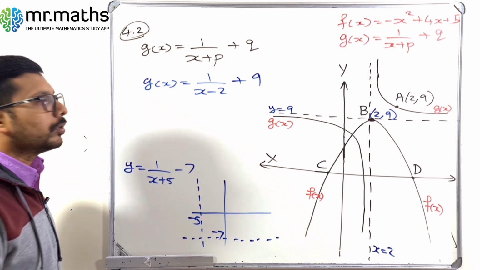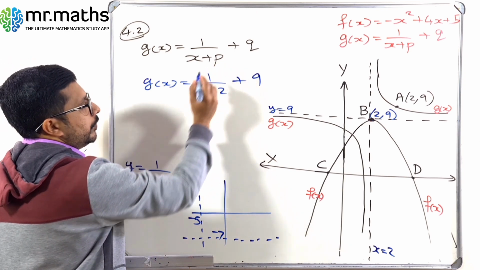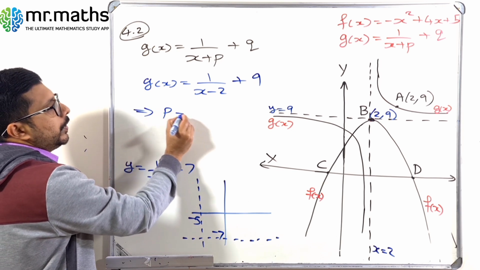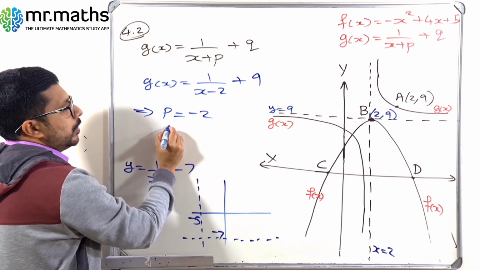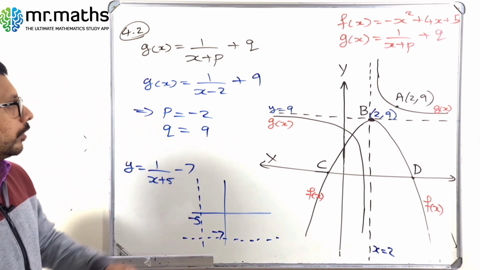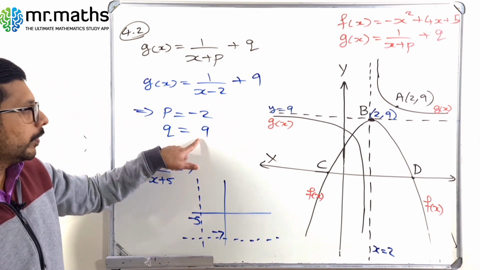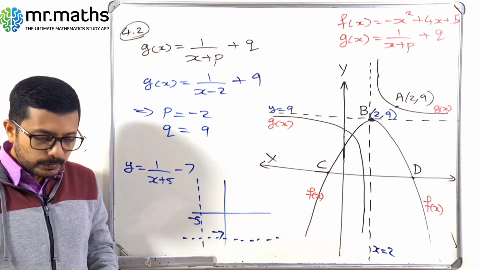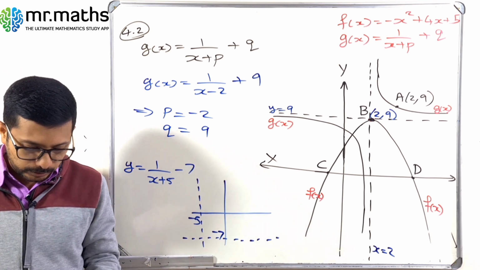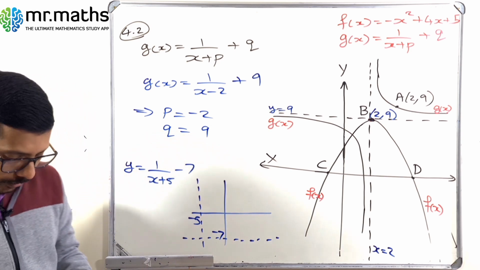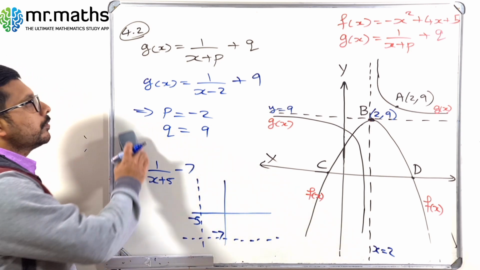You understand? So what are the values of p and q? We have to find the values of p and q. So it implies that the value of p is minus 2 and the value of q is positive 9. So that is the second question. p is equal to minus 2 and q is equal to 9. Now let's move to the next question, 4.3.